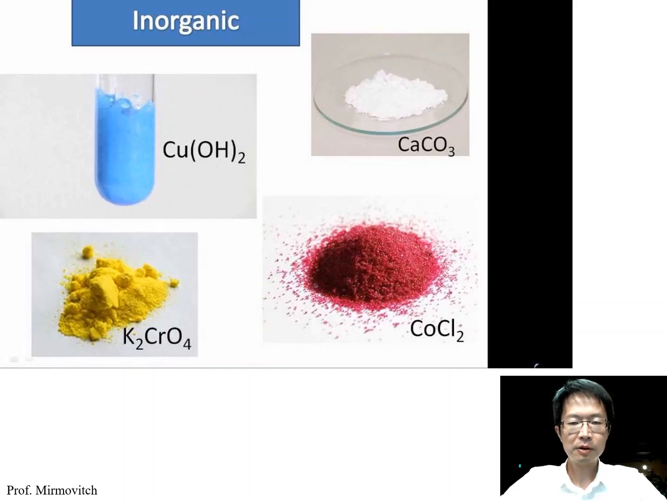Here are some examples of inorganic compounds. For example, copper hydroxide, calcium carbonate. Calcium carbonate is chalk. It's the chalk, yeah. And then potassium chromate, and then cobalt chloride.